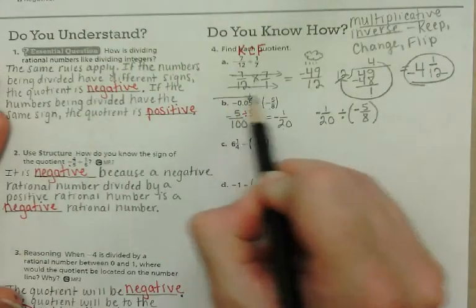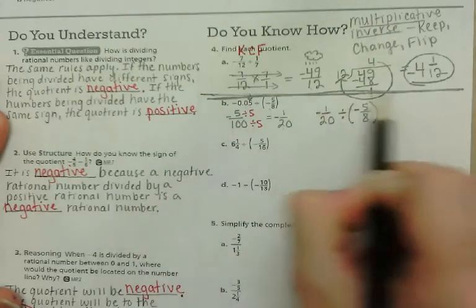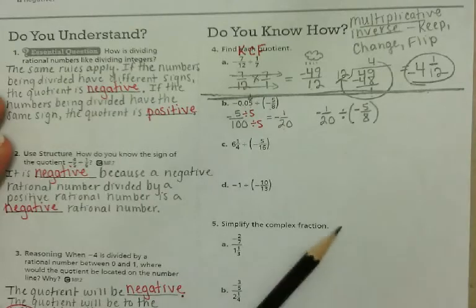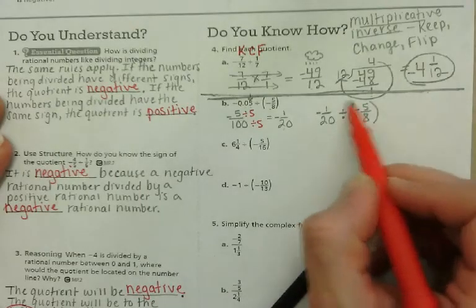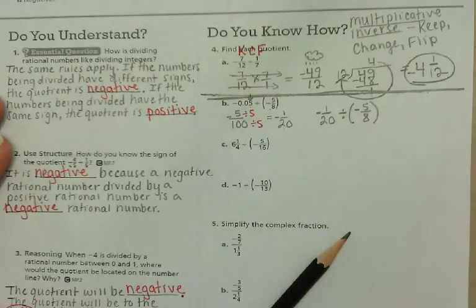If you want to organize your space, maybe just draw a line in between your problems. That might be helpful. And now we want to go from a division problem to a multiplication problem using the multiplicative inverse.